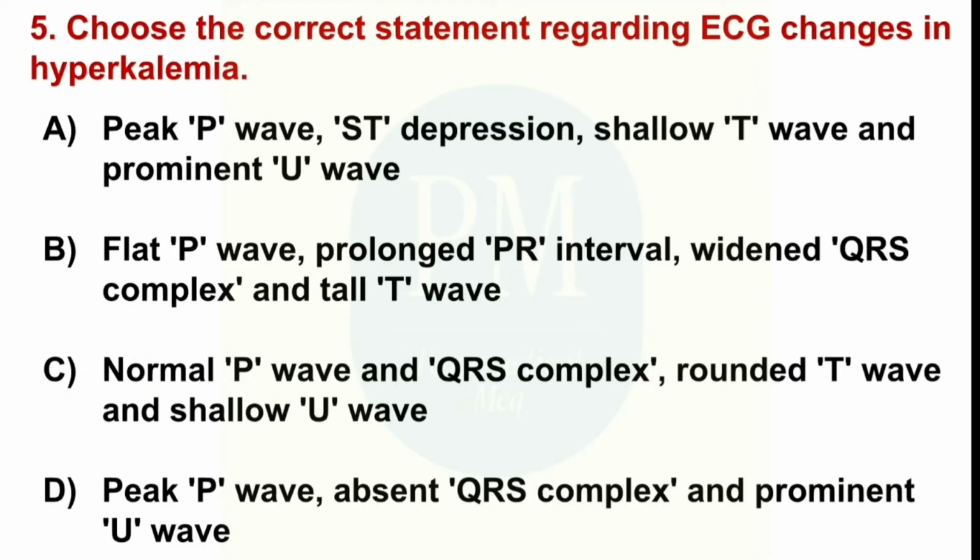Choose the correct statement regarding ECG changes in hyperkalemia. Option A. Peaked P wave, ST depression, shallow T wave, and prominent U wave. Option B. Flat P wave, prolonged PR interval, widened QRS complex, and tall T wave. Option C. Normal P wave and QRS complex, rounded T wave, and shallow U wave. Option D. Peaked P wave, absent QRS complex, and prominent U wave. The correct option is option B. Flat P wave, prolonged PR interval, widened QRS complex, and tall T wave.